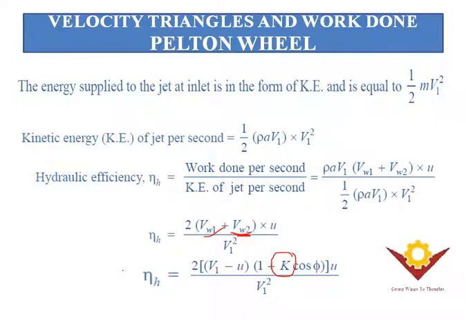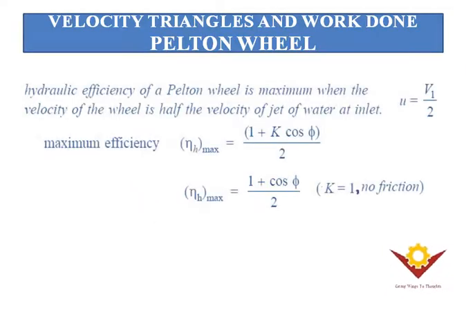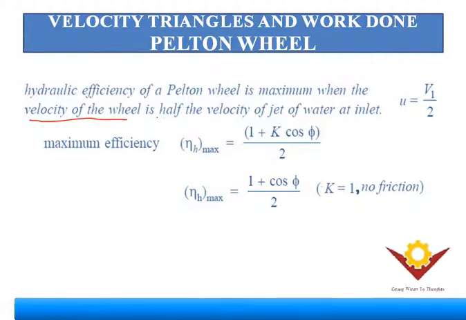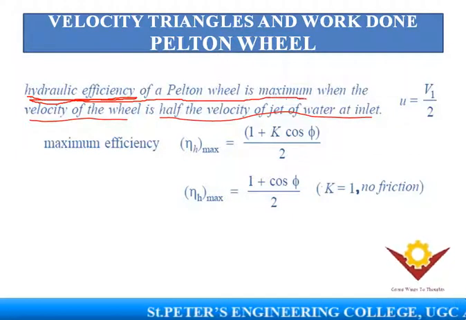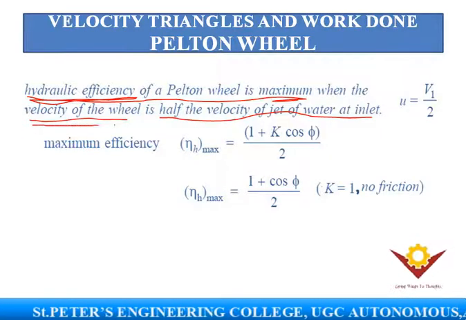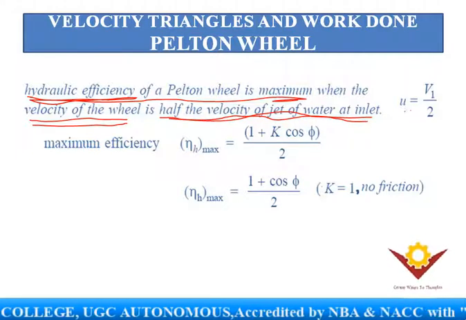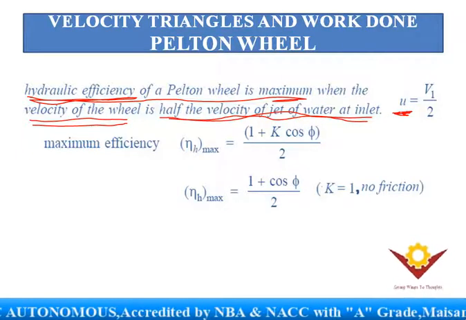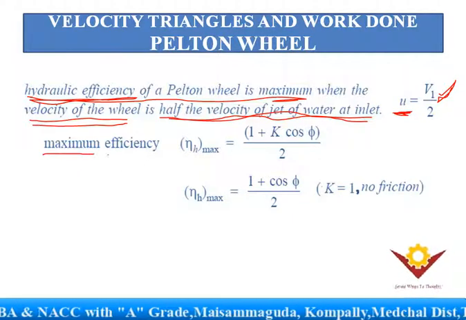And now what I require is the maximum hydraulic efficiency of the Pelton wheel. Your maximum efficiency will happen only when the velocity of the wheel is half of the velocity of the jet. Then only you're going to get the maximum hydraulic efficiency of the Pelton wheel, when your velocity of the wheel is half the velocity of the jet of water at inlet. That means this is your velocity of wheel or blade, and this is the velocity of jet, which is the absolute velocity.